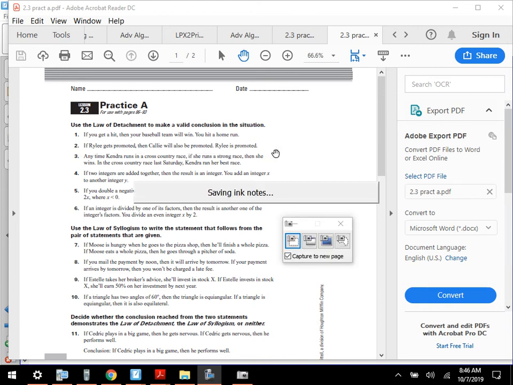If Riley gets promoted and Kaylee gets promoted, Riley's promoted. It's okay. See how that flows? Anytime Kendra runs a cross-country race, if she runs a strong race, then she wins. In the cross-country race last Saturday, Kendra ran her best race. That means she was strong.